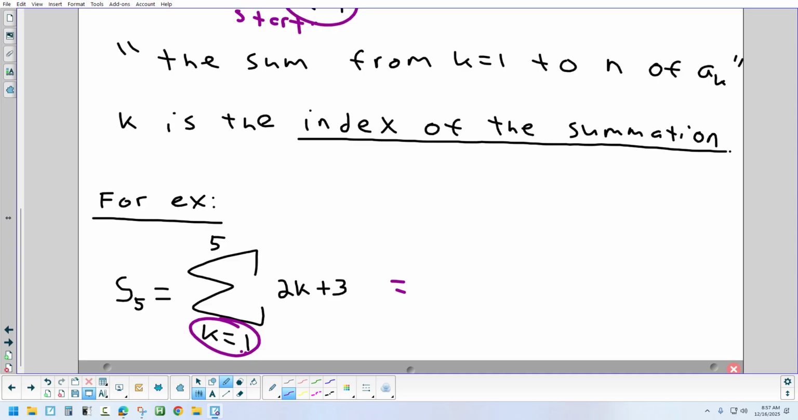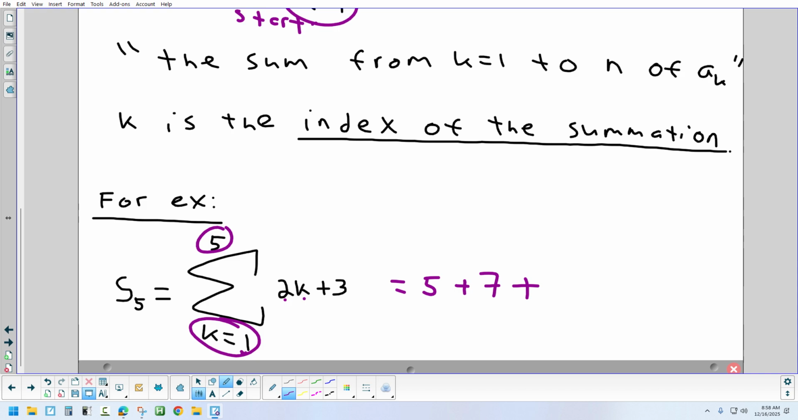If we fill in 1, what's 2 times 1? 2 plus 3. 5. That's the first number you write down. And then every time you plug in a number, you always put a plus sign after it. Now, you're going to take the number that you started with, and you're going to make it go up 1. You're going to keep making this number go up 1 and plugging it in until you get to the number at the top. So if we started at 1, the next number we go to is 2. So let's plug in 2. What's 2 times 2? 4. And then plus 3? 7.